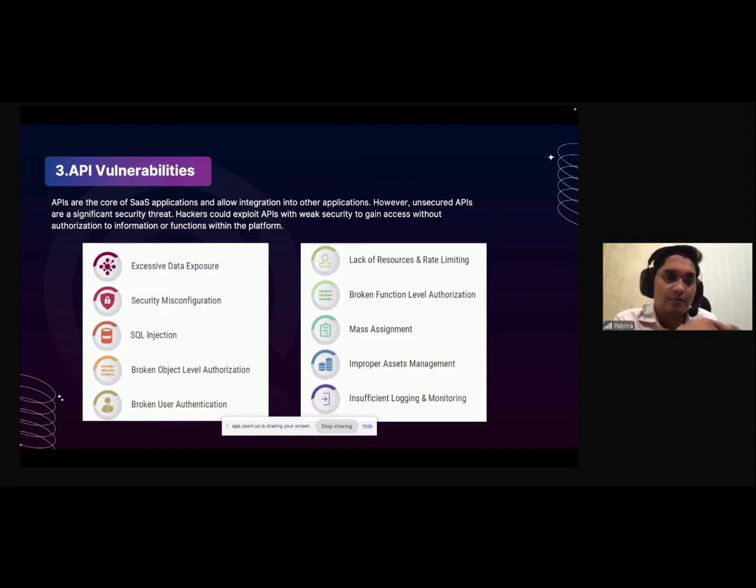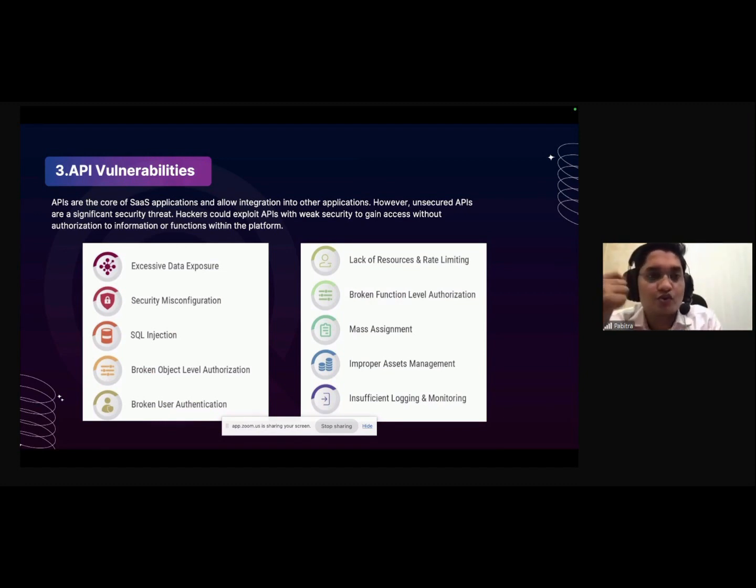And these APIs are the core of the SaaS application that allow integration into other applications, right? However, insecure APIs have very significant security risk. Below we have listed some API vulnerabilities, like excessive data exposure, security misconfiguration, SQL injection, broken object level authorization, and broken user authentication. Those kinds of issues we found in SaaS applications that use APIs.